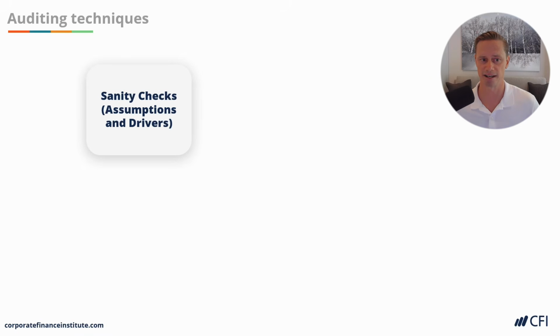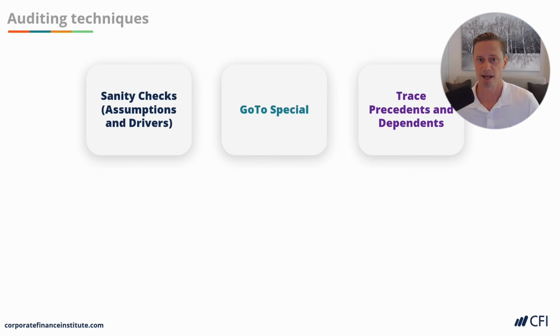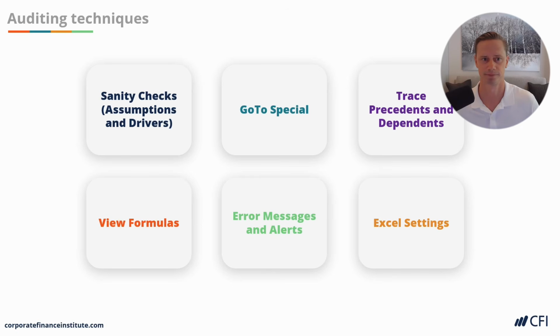model works. You can do sanity checks by changing assumptions and drivers. Use Go To Special in Excel to solve for something backwards. Use trace precedents and dependents, where arrows will show you how things are connected to each other. View formulas to look at and audit formulas to make sure they're consistent. We can have error messages and alerts to look at. And finally, play with our Excel settings. So with all that being said, I wanted to get through that quickly so we can jump back into Excel and get building this model together.